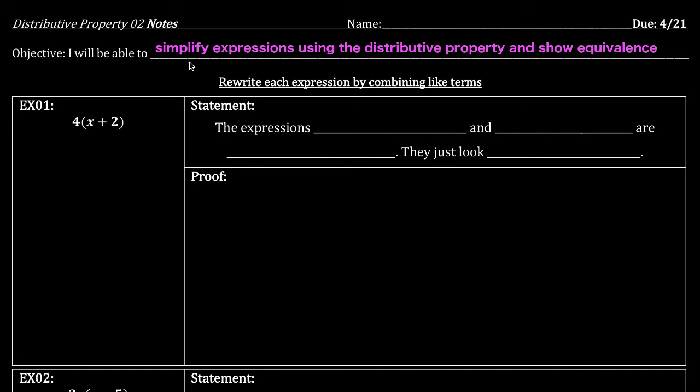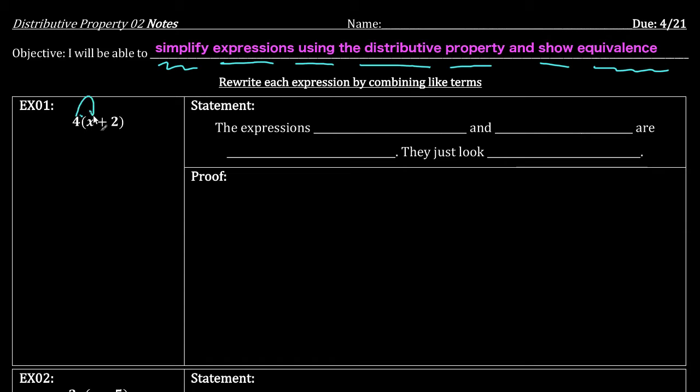Okay, so in this lesson, we will simplify expressions using the distributive property. That's what we did last time, but this time we are going to show equivalence. All right, so in this one, this first expression says 4 times (x plus 2). That means you're multiplying 4 by x and 4 by positive 2.